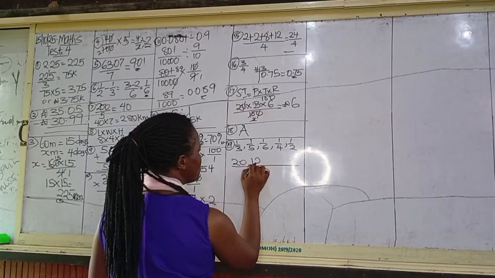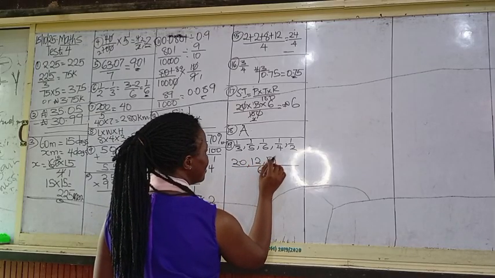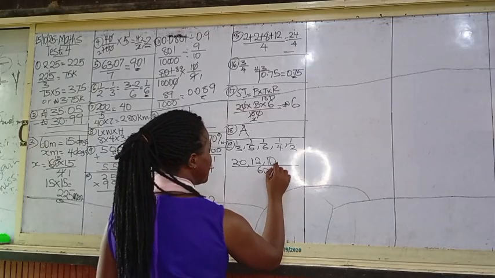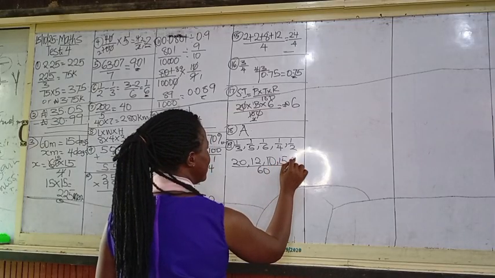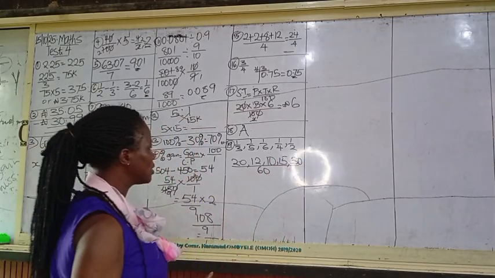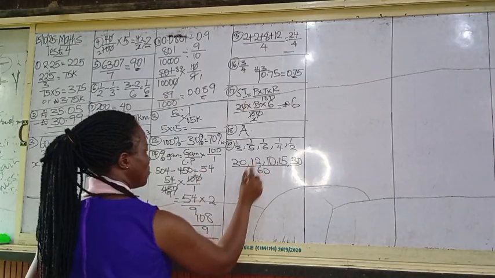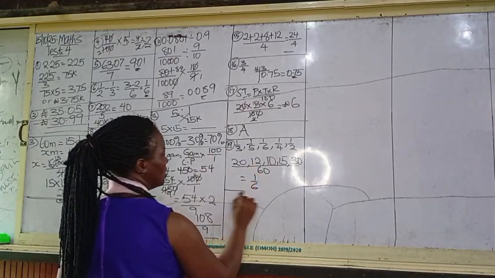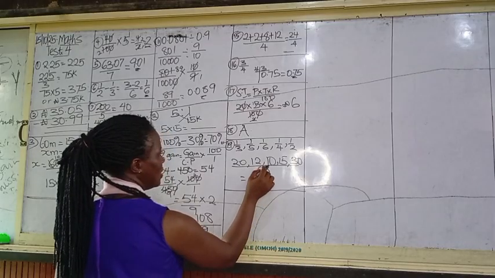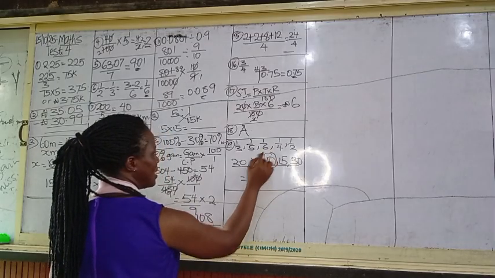That is 12. That is 10. That is 15. And that is 30. So the smallest part that we have is what? 1 over 6. So that is the answer there. 1 over 6, which is represented by this.